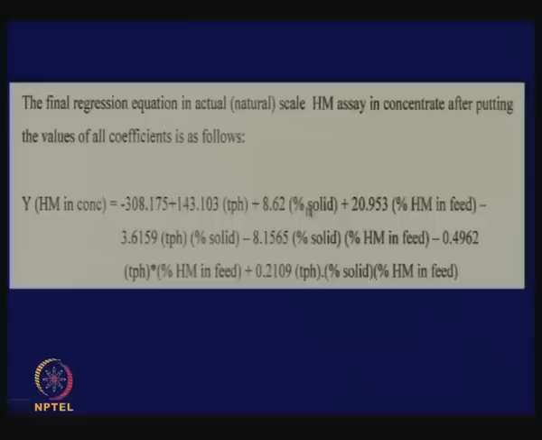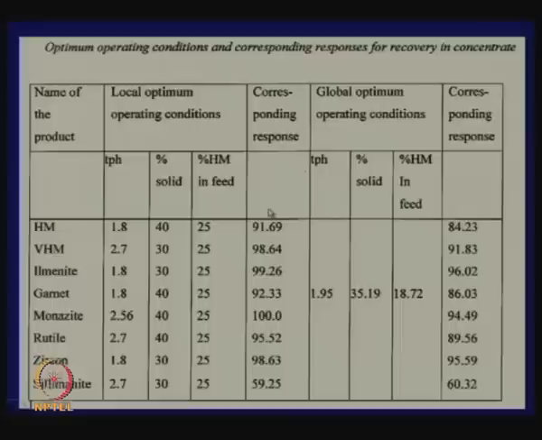And once you have an equation, you can go through an optimization technique to maximize that: under what conditions of throughput, solid concentration and hot metal in feed or the particular metal in feed, you will get the maximum yield. We have done that. And actually computers do that if you feed the right kind of data. And we had this kind of information. We have found equations for heavy metals, heavy minerals, very heavy minerals, then individually for ilmenite, garnet, monazite, rutile, zircon, sillimanite, everything has been done.